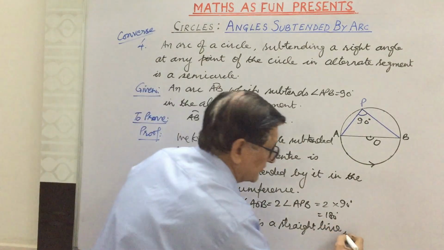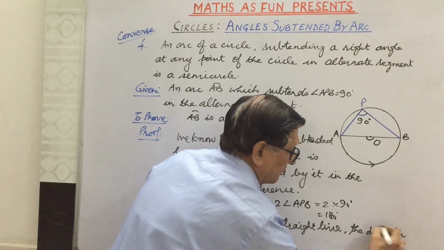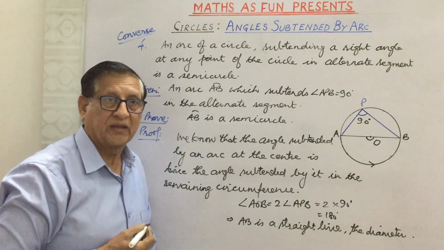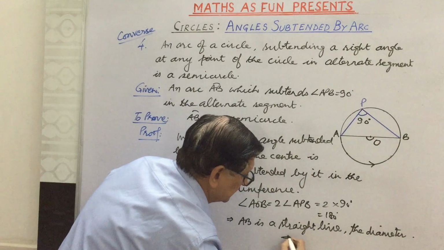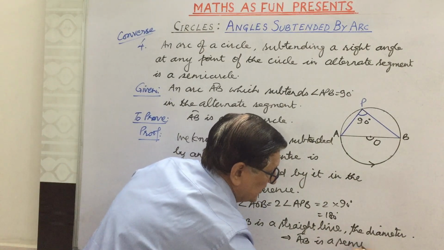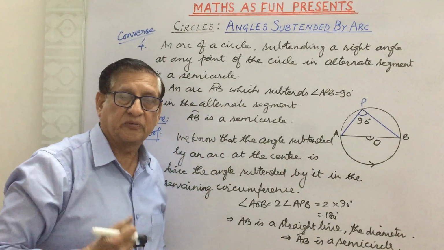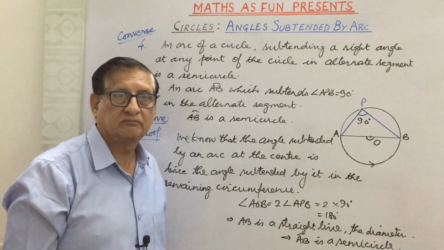The diameter, that will be the diameter of the circle. And if it is the diameter, this implies that arc AB is a semicircle. This is the way we can prove this particular theorem.